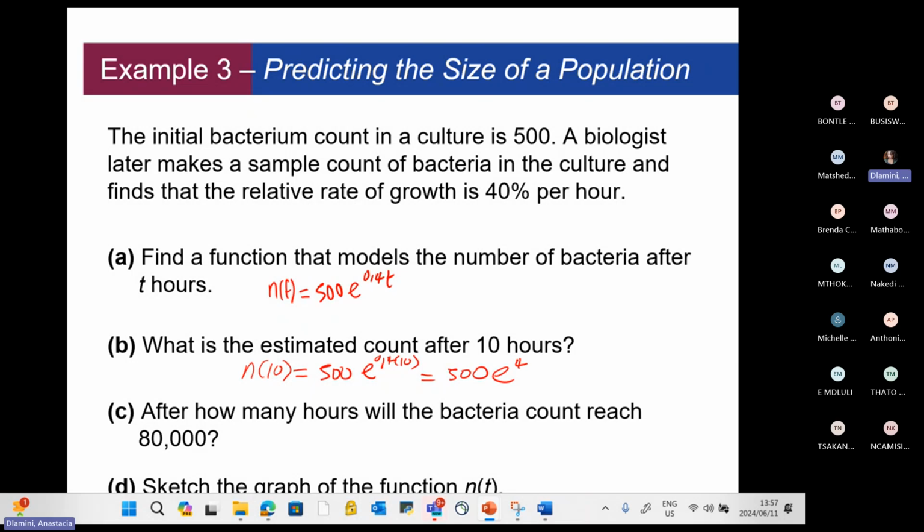By the way, a question from this whole entire section will be there in the exam. I'm putting it out there. So let's participate. Participate, please. After how many hours will the bacteria count reach 80,000?